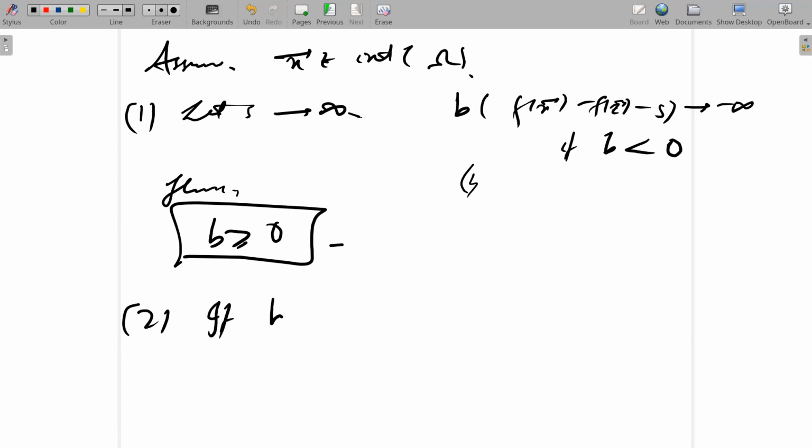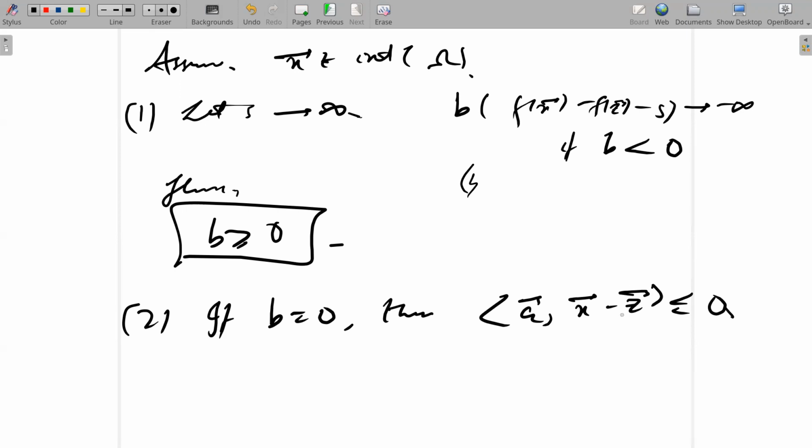So if B is equal to 0, then, so if B is 0, what happens? We are just making the assertion that A dot X minus Z is less than or equal to 0. All right.